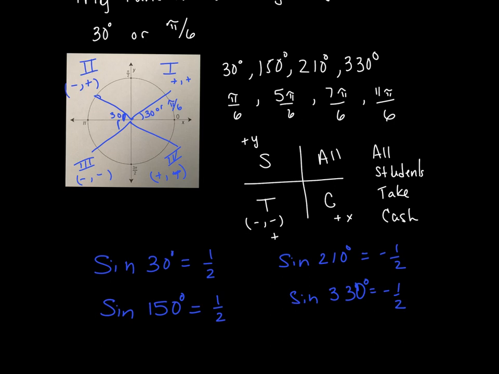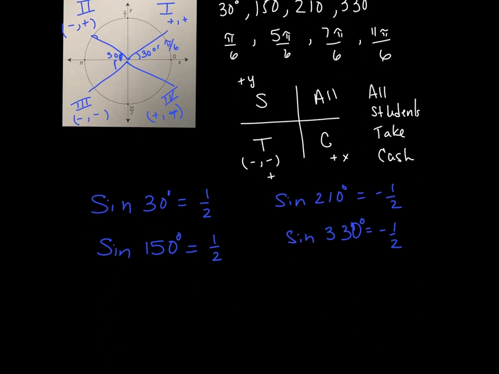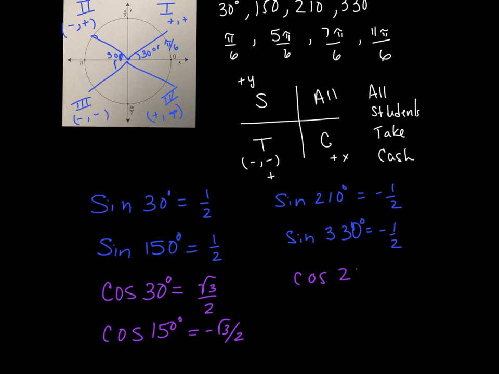Do the same exact thing for cosine. The cosine of 30 degrees is going to be the square root of 3 over 2. Then the cosine of 150 degrees is going to be negative square root of 3 over 2. The cosine of 210 degrees is going to be negative square root of 3 over 2. And the cosine of 330 degrees is equal to positive square root of 3 over 2.